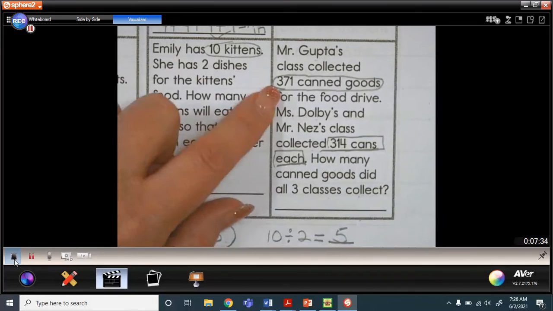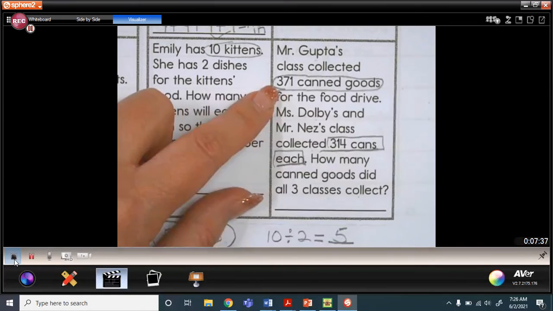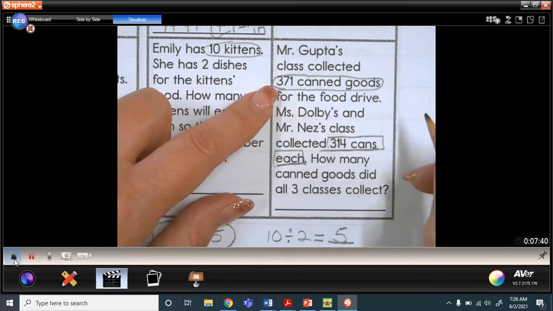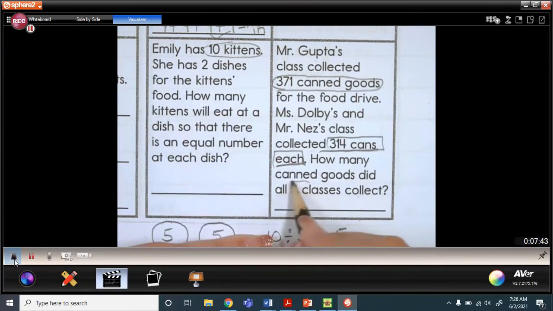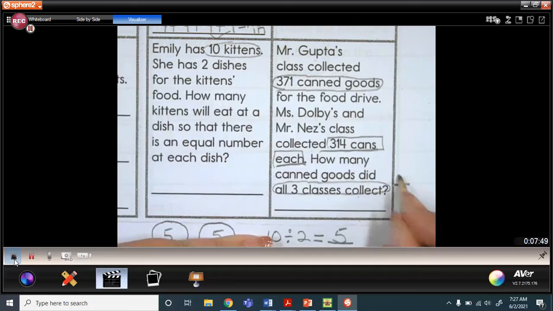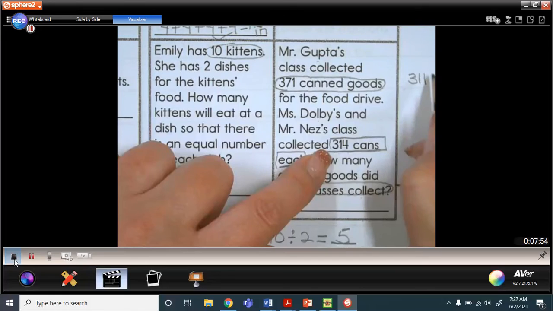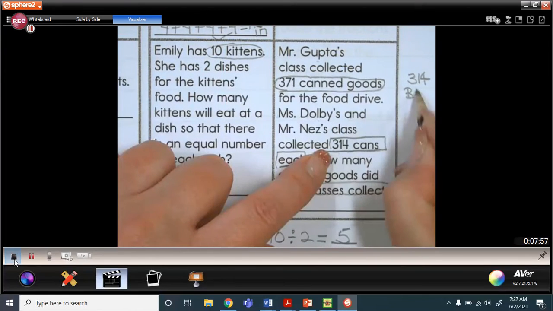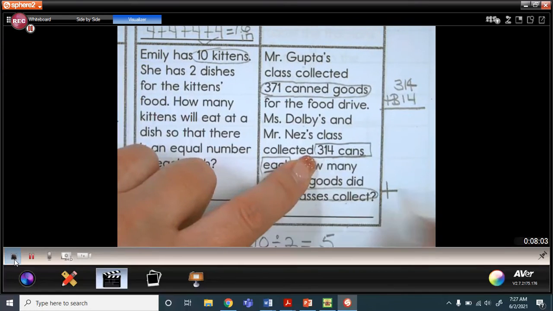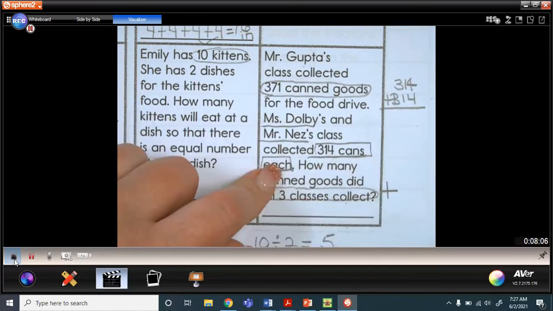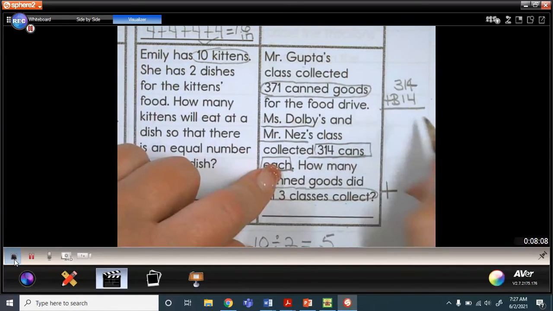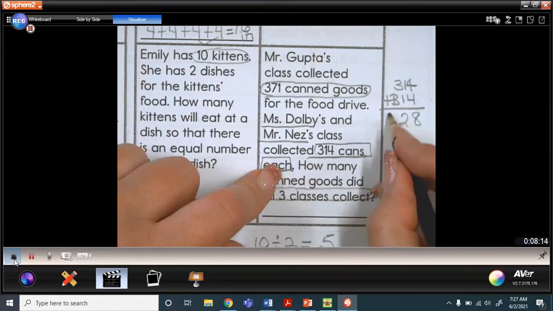So if I wanted to put these all together, we're going to add them, right? Because all 3 classes collected. So we're using addition. But what I could do is take this 314 and this 314 and add them together first, because I know these 2 classes both collected the same amount. 4 and 4 is 8, 10 and 10 is 20, and 300 and 300 is 600.